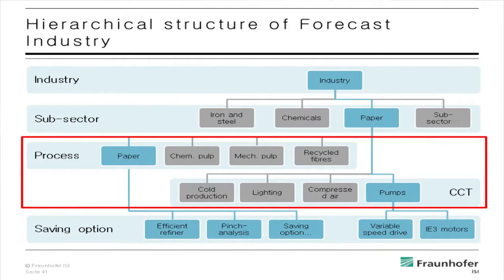Forecast has a hierarchical structure, which starts with the industry. We then subdivide the industry into subsectors, like iron and steel, chemicals, paper, and so on. It corresponds very much to the sectors that are differentiated in the EU ETS. We then have processes. For example, for paper, we have the production of the pulp and then the production of the paper itself. That is the process part. We have the cross-cutting technologies part, where we look at things like pumps, motors, lighting. And then we have the saving options on those two sides.